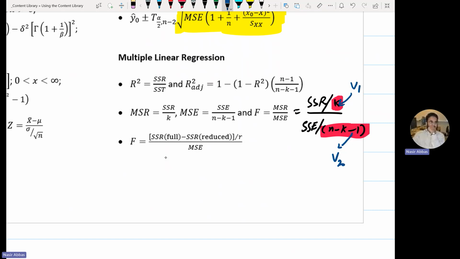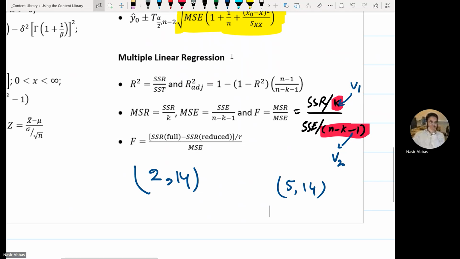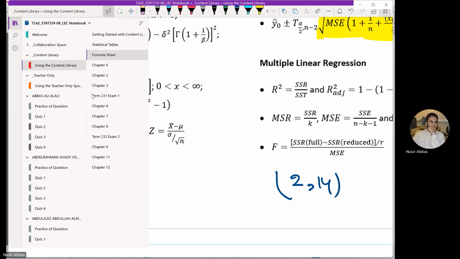So what will be the degree of freedom for your question? 2 and 20 minus 5 minus 1, n minus K minus 1, 14. So you go to the F table with 2 degrees of freedom for V1 and 14 for V2. If you want to test the full model, you will go with 5 and 14. Full F test: K and n minus K minus 1. Clear? Yes.